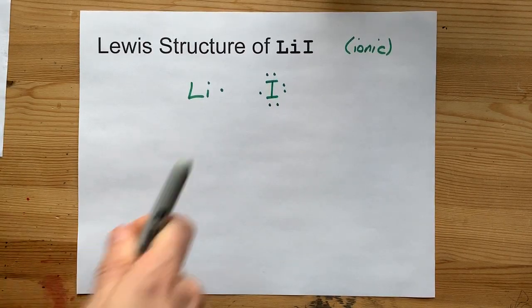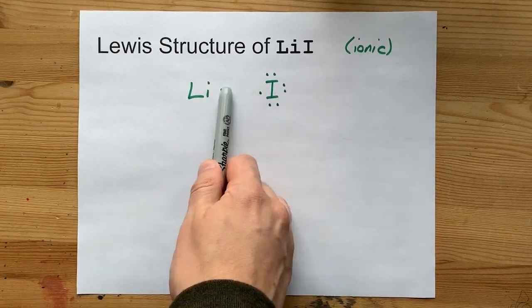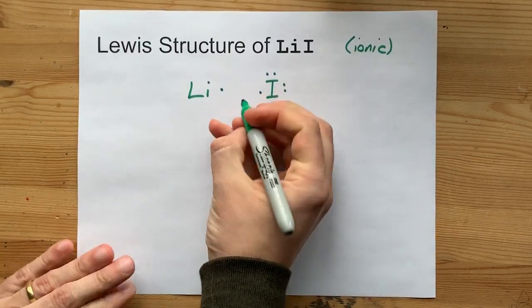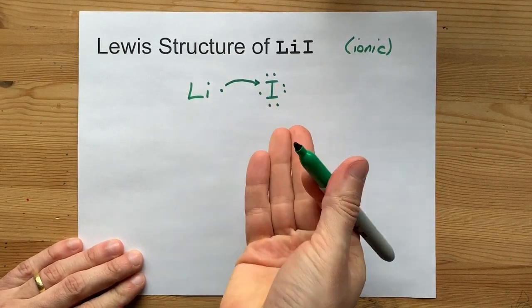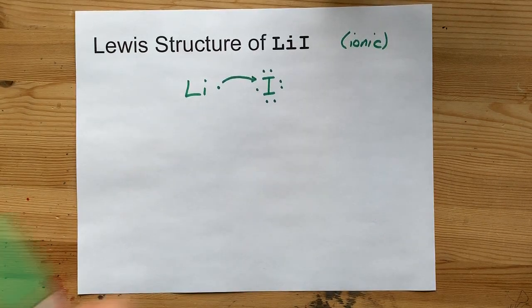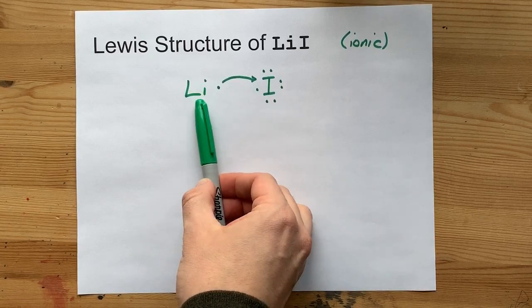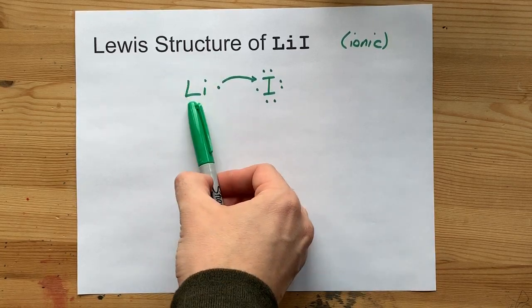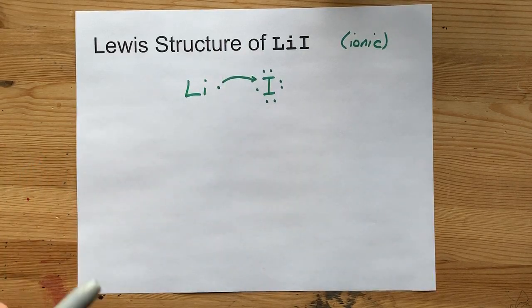Now, lithium has one extra valence electron, more than it needs. Iodine is one short. So this electron moves from the metal to the non-metal, the way electrons almost always move. And that's going to satisfy the octet rule for each. Iodine will have a full eight. Lithium will have none in what was its outer shell. So its new outer shell is the full one underneath that's not shown.